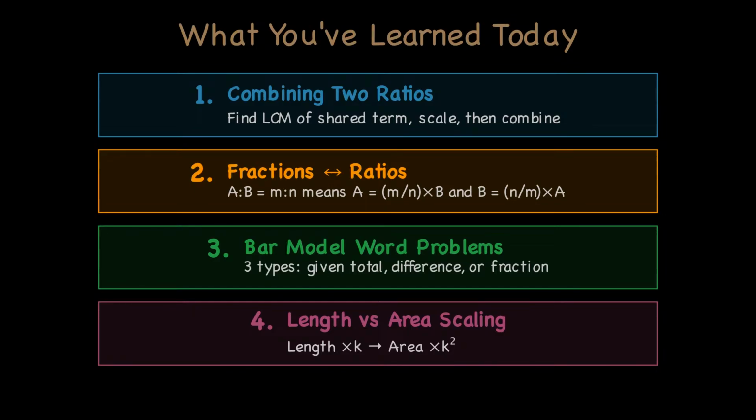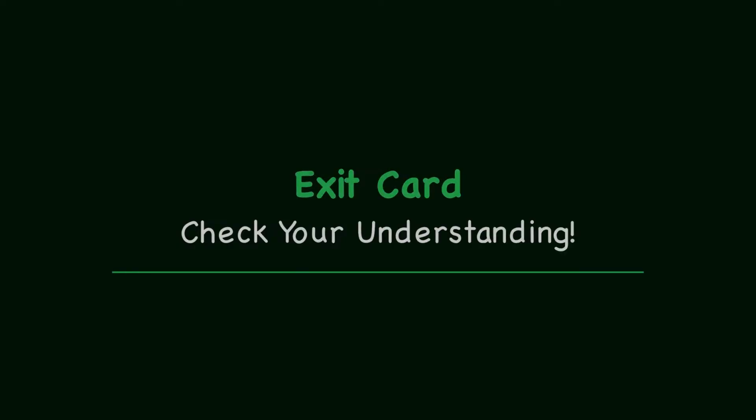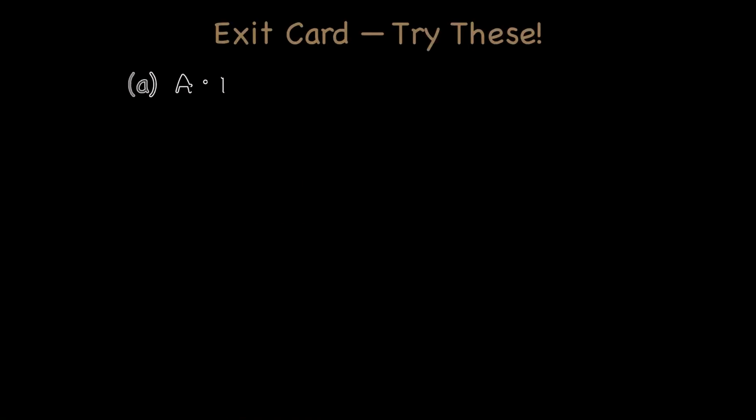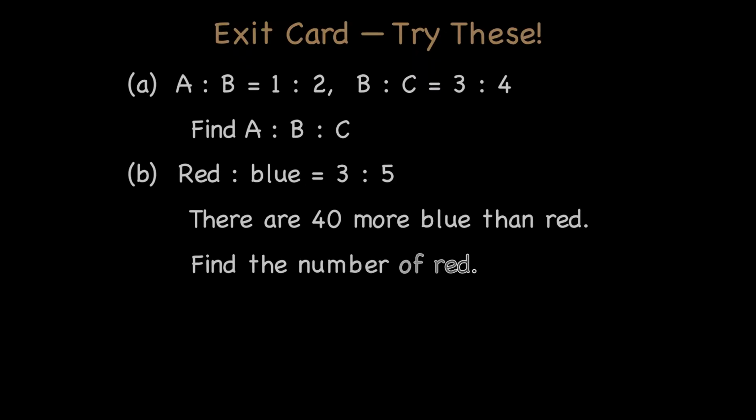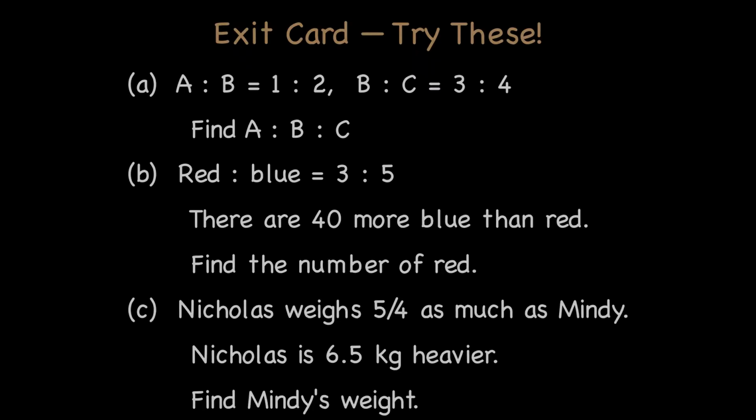You've done fantastic work today. Exit card. Check your understanding. Here's your exit card. 3 questions to check your understanding before you go. Question A. A to B is 1 to 2, and B to C is 3 to 4. Find A to B to C.